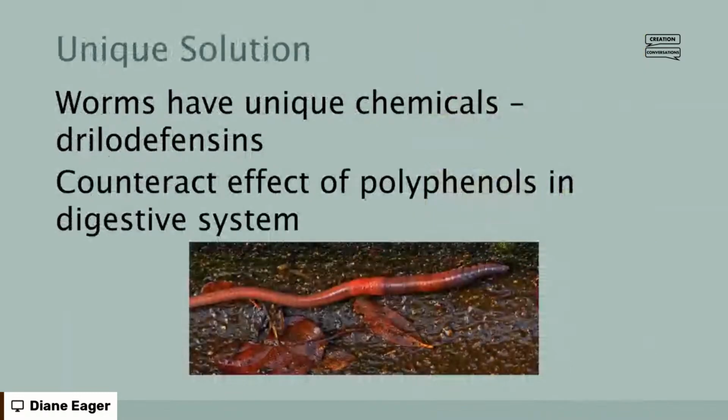However, the worms have a unique solution to that. They have unique chemicals which are not found in other creatures, called drilodefensins. They're a sort of organic molecule which counteract the effects of the polyphenols on the digestive system. So the earthworms can munch their way through autumn leaves and their digestion remains intact.